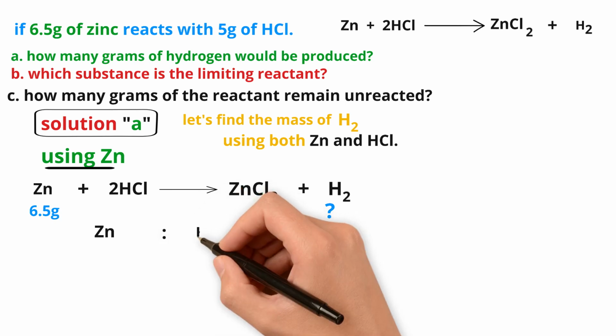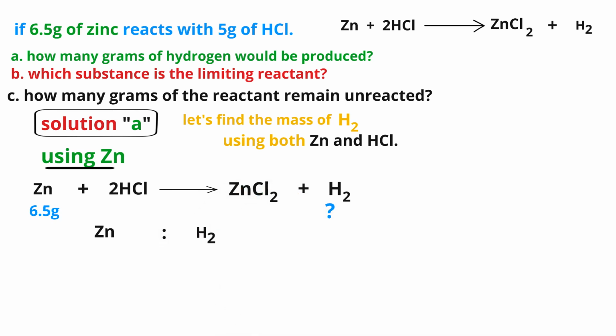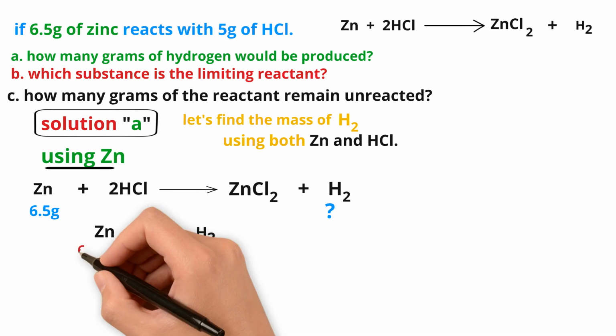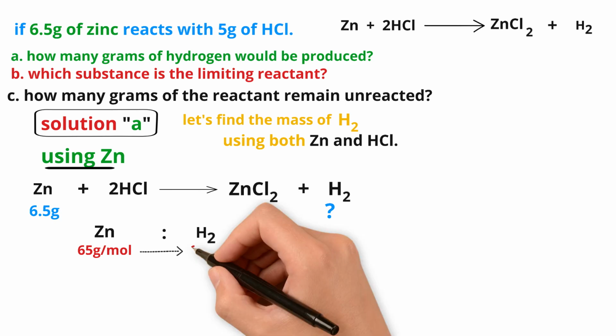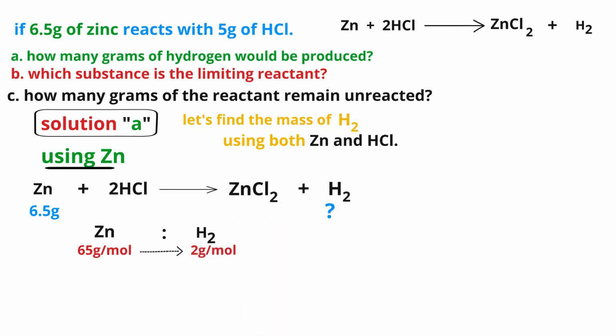To answer this, let us set up zinc to hydrogen ratio from the balanced chemical equation. 65 gram per mole of zinc produce 2 gram per mole of hydrogen molecule. The question here is that 6.5 gram of zinc produce how many grams of hydrogen molecule?